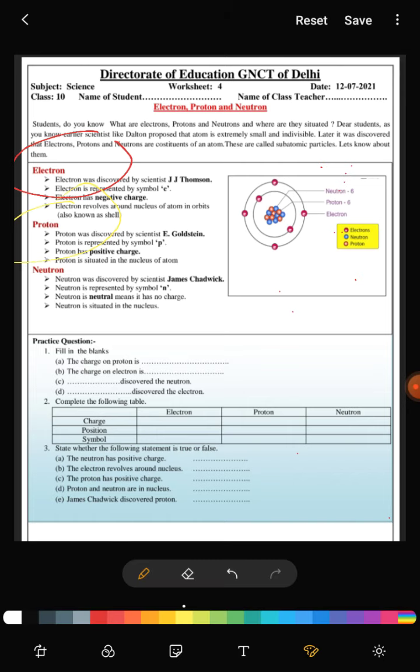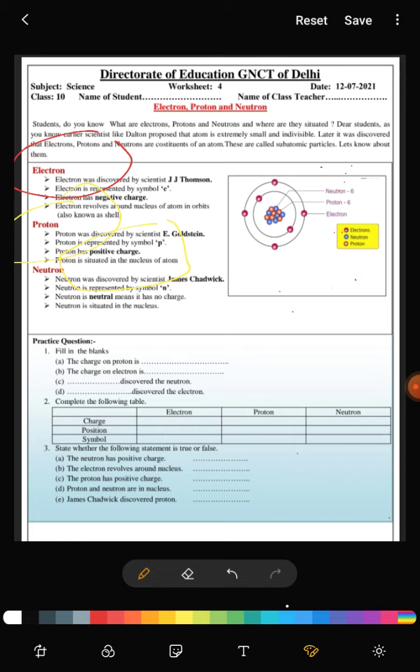The proton was discovered by the scientist E. Goldstein and it is represented by the English alphabet P. The proton is present in the nucleus, which is at the center of the atom, and the proton contains a positive charge. Now we should go to the neutron.